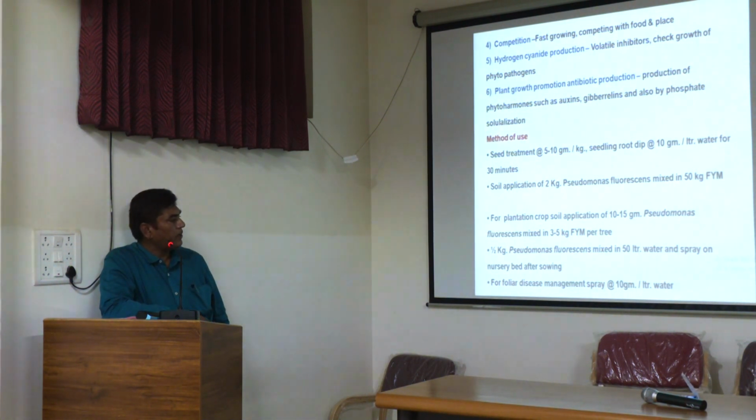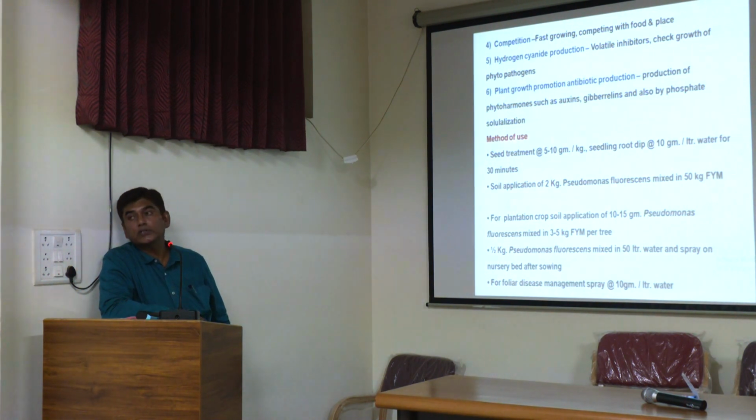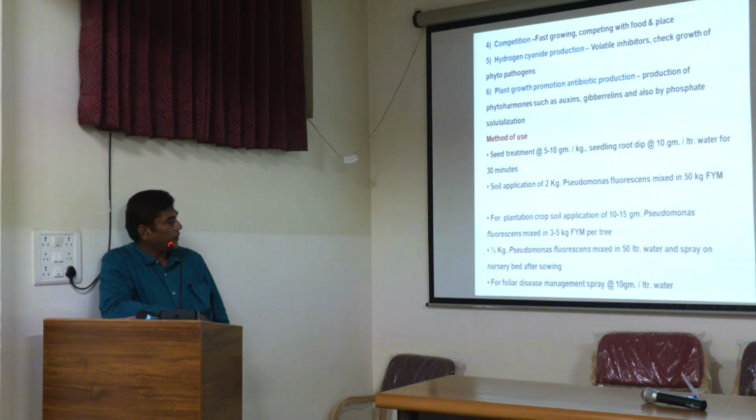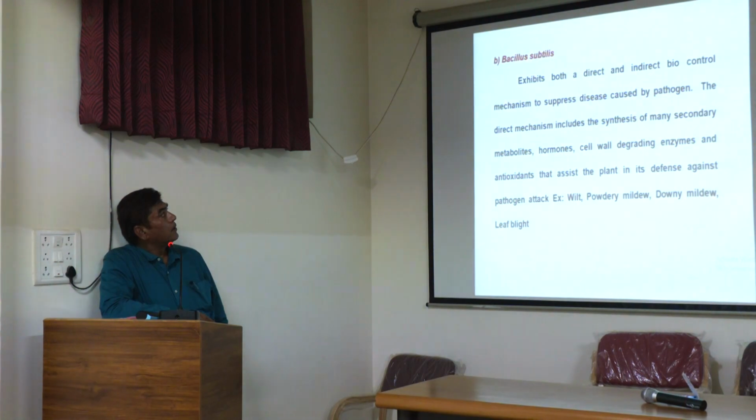As foliar disease management, we can use 10 gram per liter of water of this Pseudomonas fluorescens. It is a very good option. It can be used as a seed treatment, soil application. In case of plantation crops, we can apply to individual vines, and nursery beds we can spray. As foliar disease management, we can spray 10 gram per liter of water.